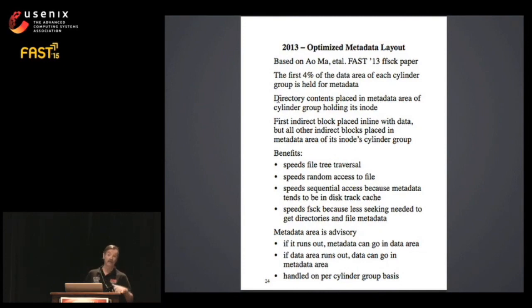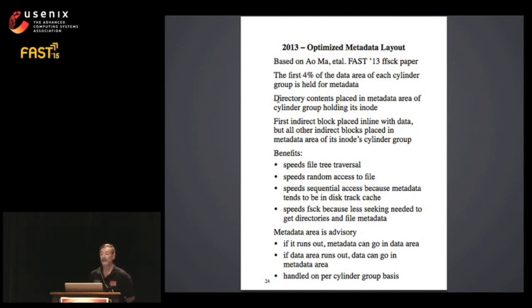So the directory blocks, the contents of directories, and indirect blocks are going to go into that area. So all of the directory information and all of the indirect blocks are sitting right at the beginning of the cylinder group, collected together in one place. The one exception is the first indirect block, which gets put in line with the data, because you have 12 blocks and then the first indirect block. If you have to do a seek to go get that, it makes slightly bigger than small files not work very well, and there's quite a few of those. So that's the one exception where we found it was better to keep those out with the data.